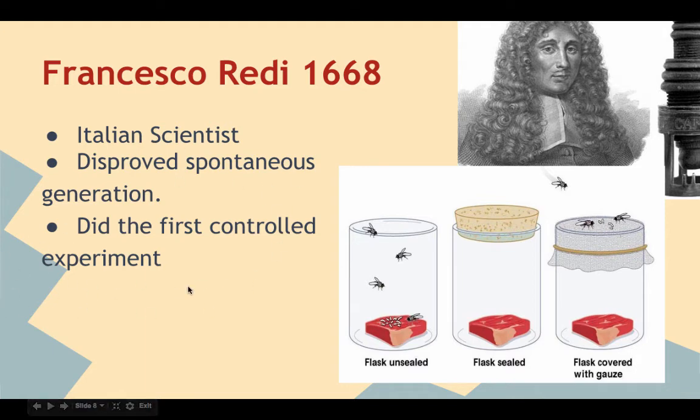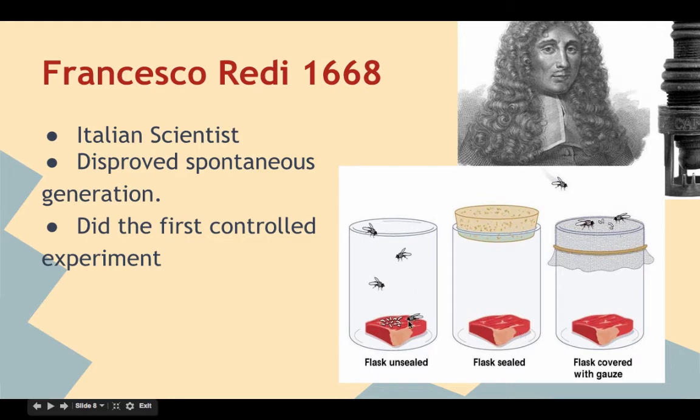Okay, and what he did was he came up with this experiment where he would put meat inside of a flask. And according to spontaneous generation, if that flask is sealed, no matter what happens, we should get flies because life would come from something that was living or formerly alive, which would be the meat. So flies should appear. When they didn't, he knew that spontaneous generation was impossible.